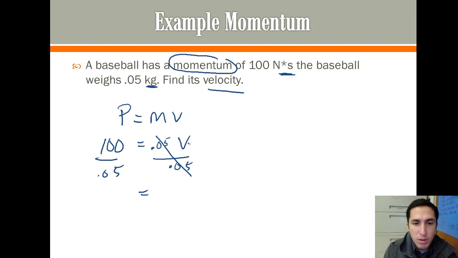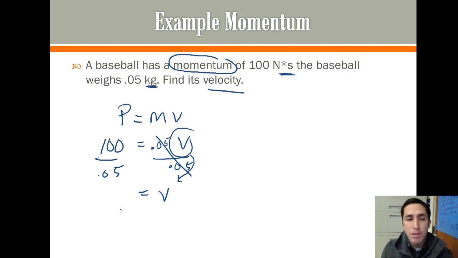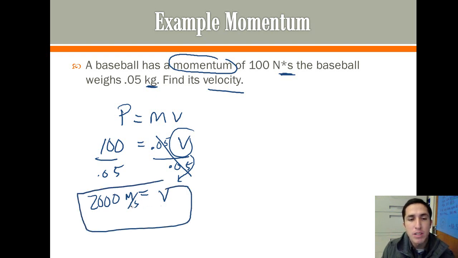So you are left on the right side with V only. So V is equal to, then we do 100 divided by 0.05. It is 2,000. And it's a velocity, so it's going to be meters per second. What direction is this going in? Well, it's positive, so it must be going to the east.